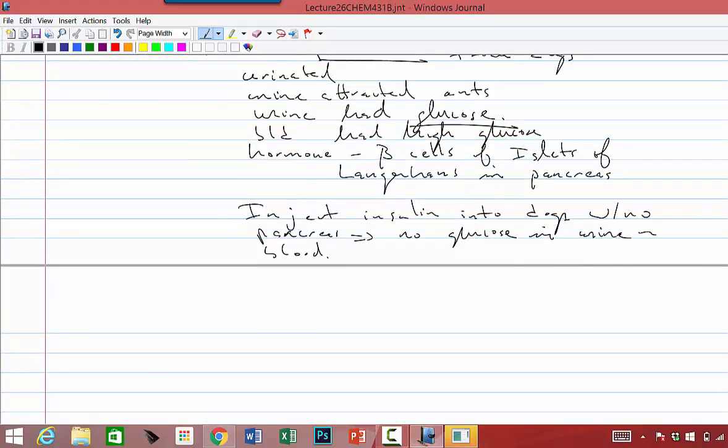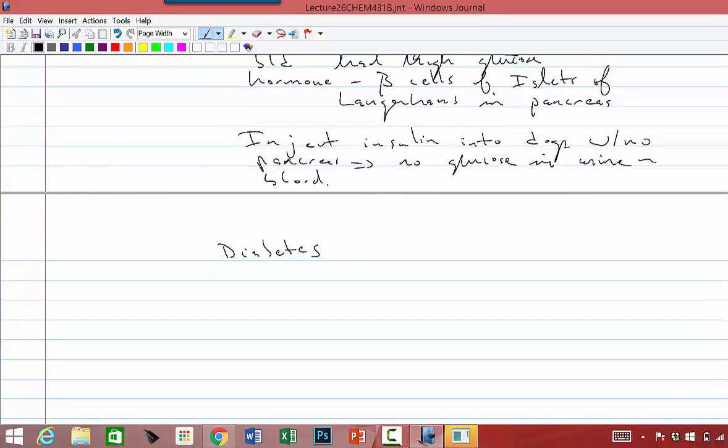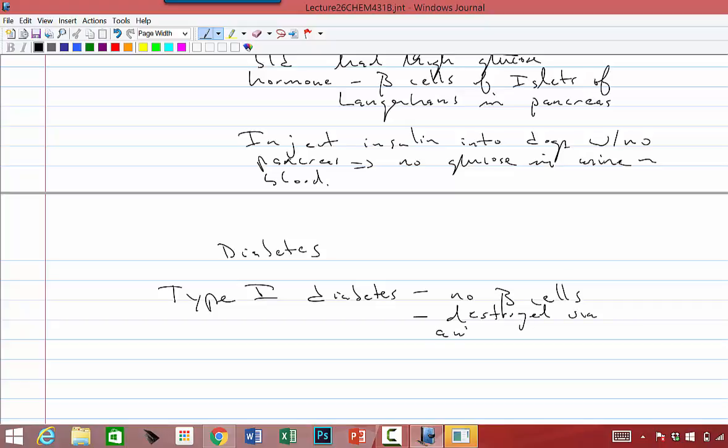The condition that these dogs had was diabetes, because they were unable to move their glucose from the blood into the organs. And we now know that there are two main types of diabetes. There's something called type 1. And in type 1, there are no beta cells. Therefore, these patients fail to produce insulin, and it's thought that the beta cells are destroyed through something called an autoimmune disease.